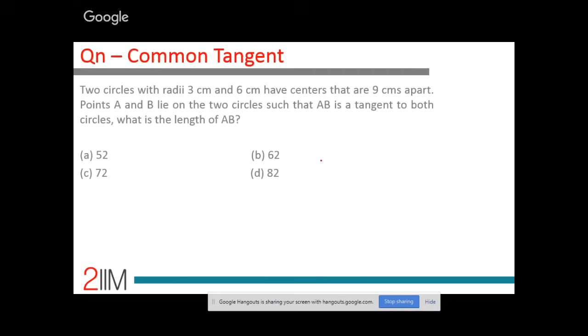So the question can say two circles with radii 3 and 6 touch each other externally, or it can say radii 3 and 6 have their centers 9 centimeters apart, or it can say two circles of radii 3 and 6 have exactly 3 common tangents between them. All three mean the same thing. Different ways of defining that question. Once that is done, then you can simply draw the diagram.